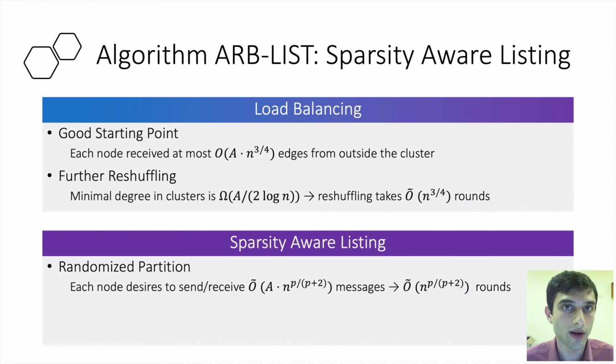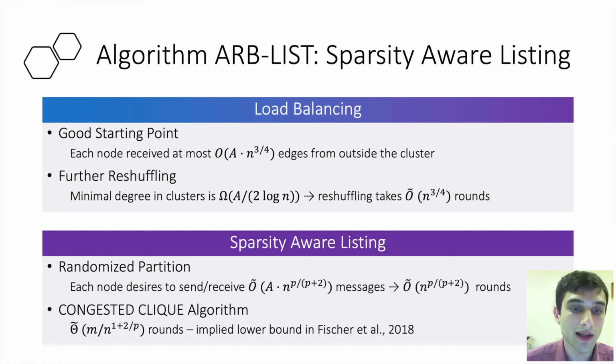Also, we do this in such a way that every node receives at most A times n to the power of p divided by p over 2 messages during the listing. Since the minimal degree in the cluster is roughly also A, then this takes n to the power of p divided by p over 2 rounds using the routing techniques inside the clusters. Notice that this is exactly the point where we need the fact that the arboricity of the graph is close to the minimal degree inside the clusters because they cancel out and give us the runtime that we desire.